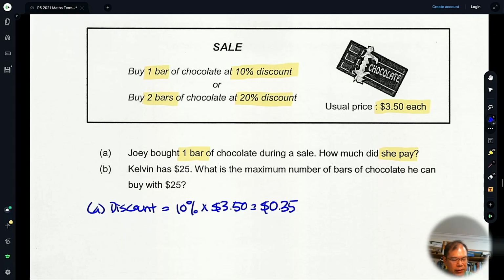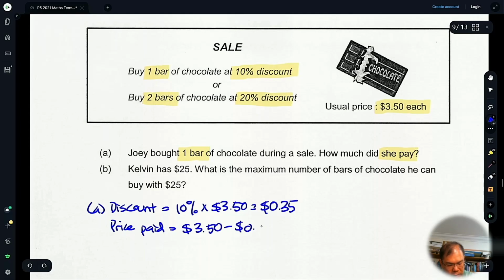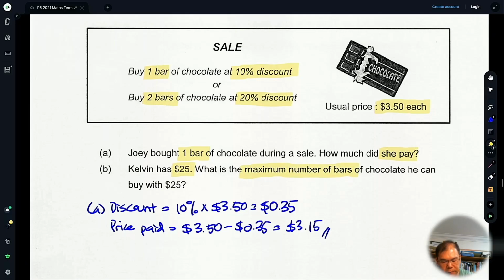Now, discount is the amount you don't have to pay. So the price that she paid, you take the usual price minus the discount, and she only had to pay $3.15. Okay, so this is after the discount. Now, Kelvin, on the other hand, has $25, and you want to find out the maximum number of bars of chocolate he can buy. Right?